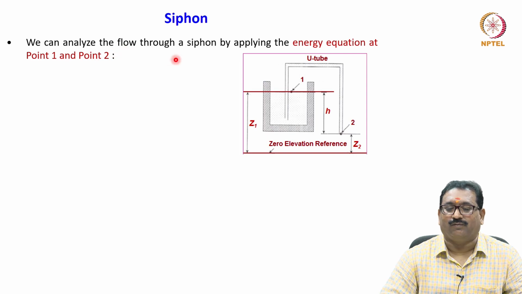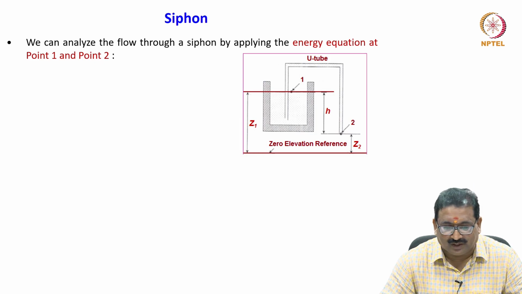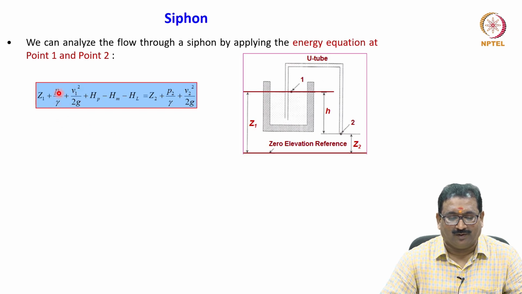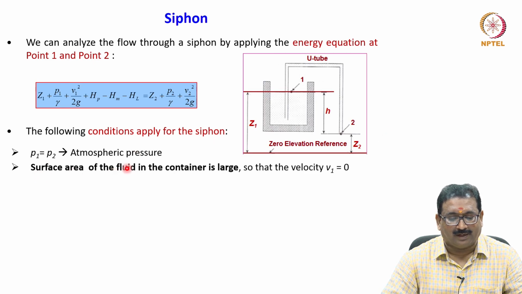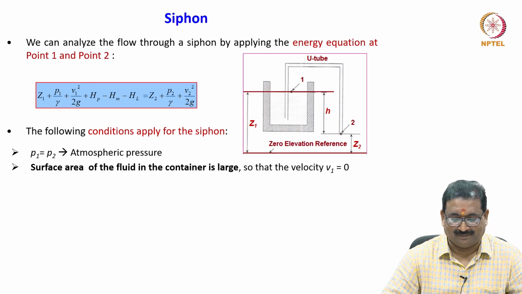So, we can analyze the flow through the siphon by applying the same Bernoulli equation at point 1 and point 2. As we know, here I am considering losses: Z1 plus P1 by gamma plus V1 square by 2g, and I am adding some terms here. The following conditions apply for the siphon. P1 equals P2, atmospheric pressure acting on the container, and the surface area of the fluid in the container is very large, so that V1 is 0, as I told you in the previous slide.